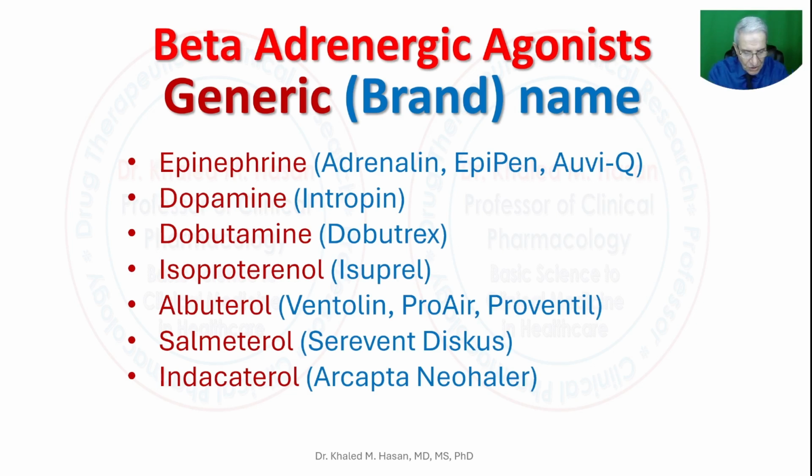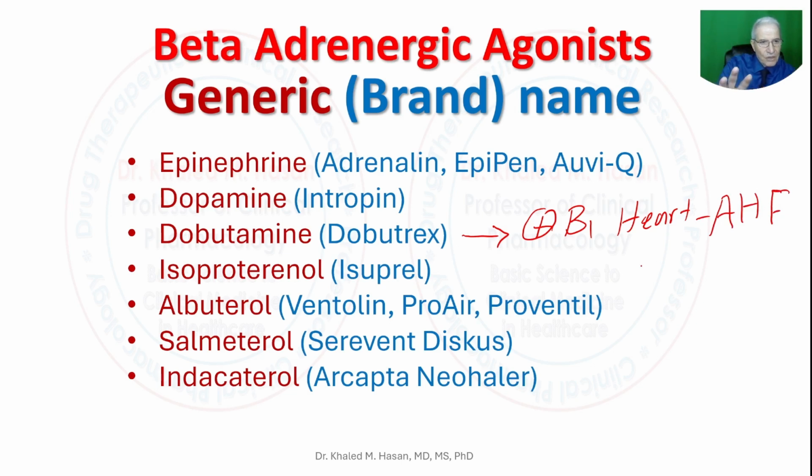Dobutamine mainly stimulates beta-1 receptor, and this one is available in the heart. For this reason, dobutamine is used mainly for acute heart failure. So dobutamine is a selective stimulator of the beta-1 receptor. Therefore, we use it for acute heart failure. Here we talk about an emergency situation.